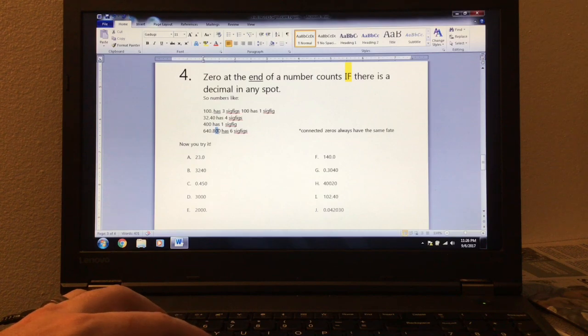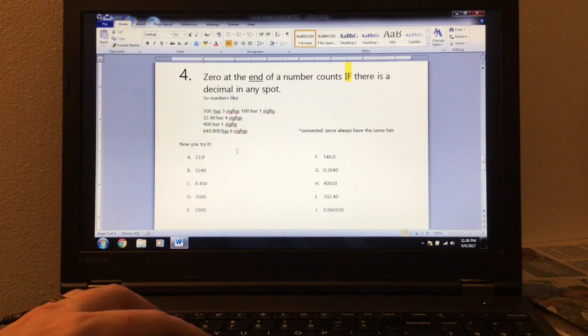And these 2 zeros at the end fall under this rule. They count at the end if there's a decimal. And we see a decimal right there in the middle, right? So that has 6 significant figures. You get to try the decimal rule.